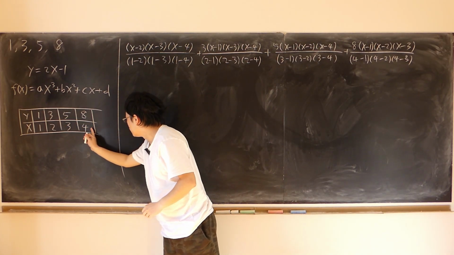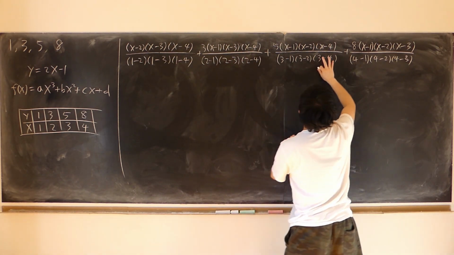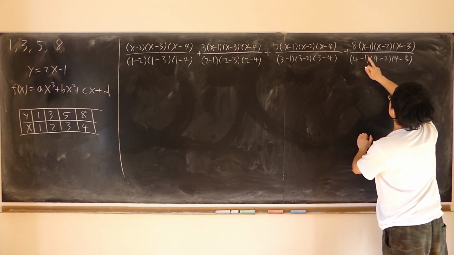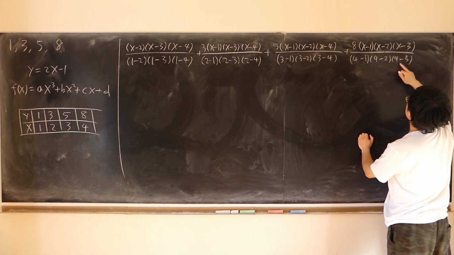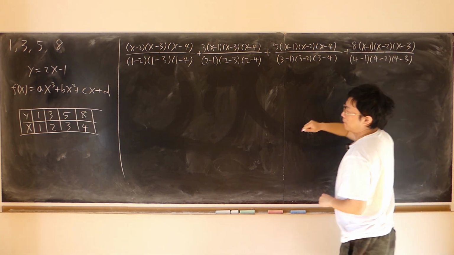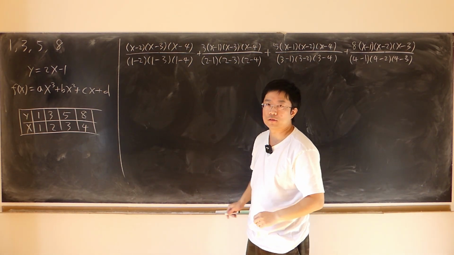When x is equal to 4, likewise, this is gone, this is gone, this is gone. This is 4 minus 1, cancel with this. 4 minus 2, cancel with this. 4 minus 3, cancel with this. 8. So it really passes through these 4 points.